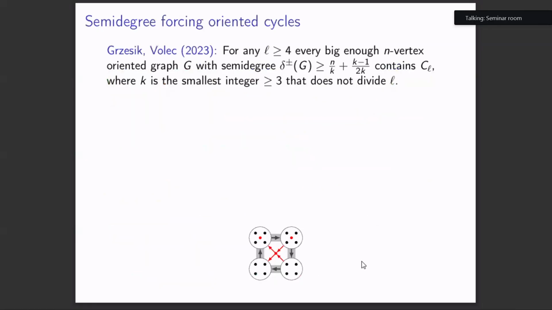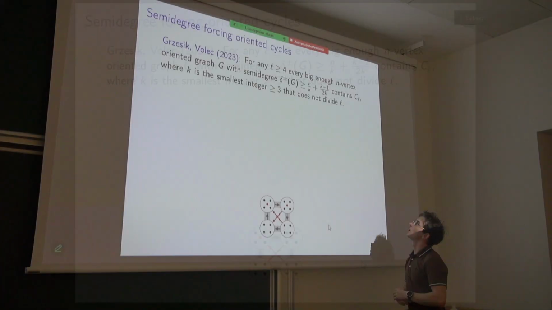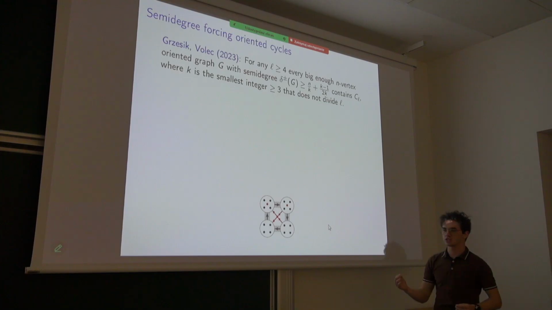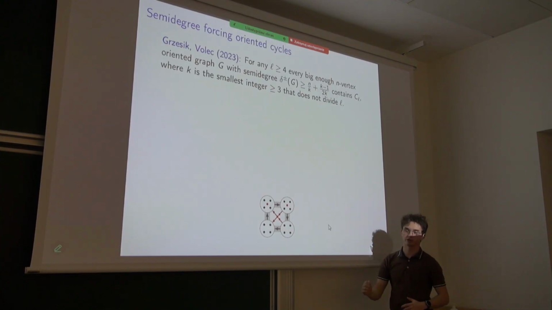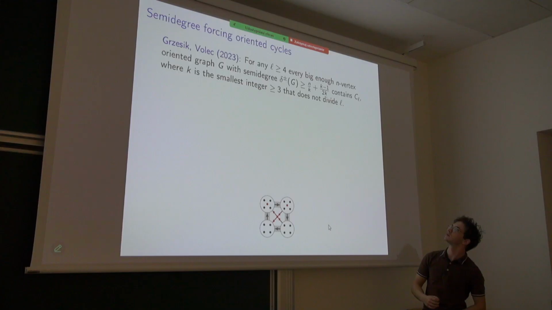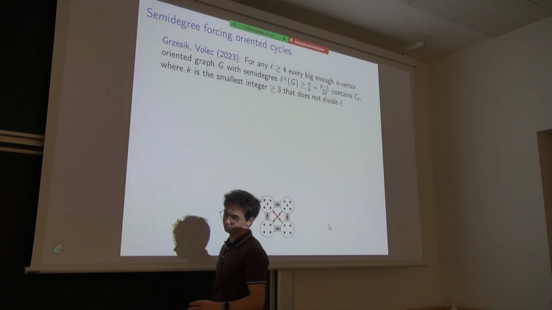Why? Well, they have shown that for these L that are divisible by 3, we may do better, meaning an oriented graph with semi-degree equal n by k plus this small little constant of k minus 1 by 2k, which is, as you may notice, an addition which is lower than 1. This semi-degree would force the existence of CL, where k would be the smallest integer greater or equal 3 such that it does not divide L, of course.